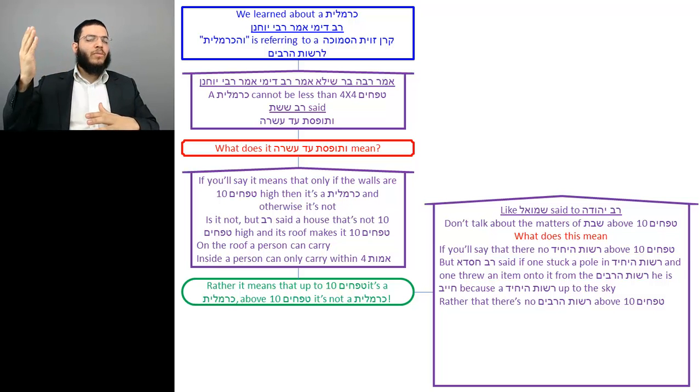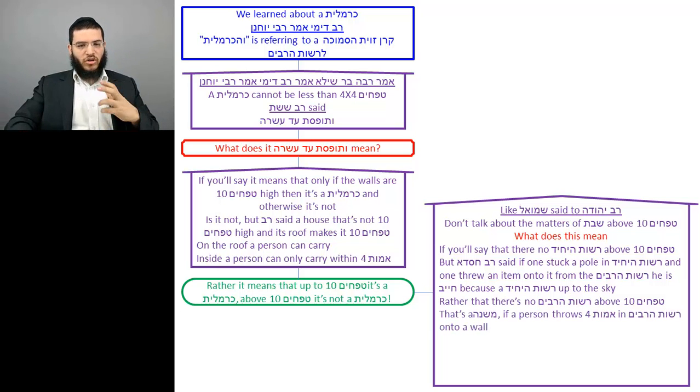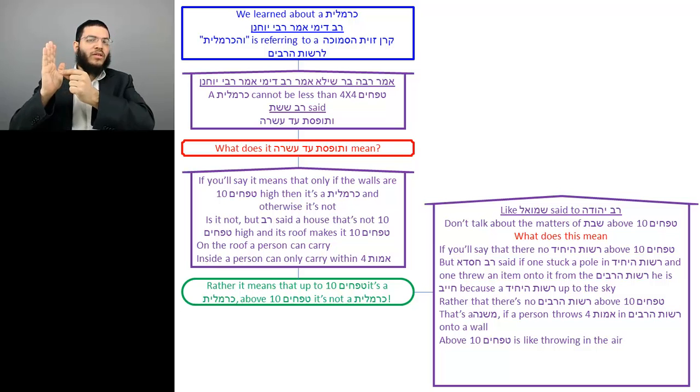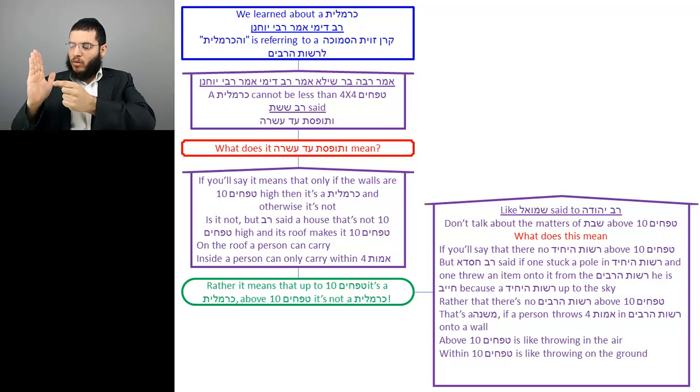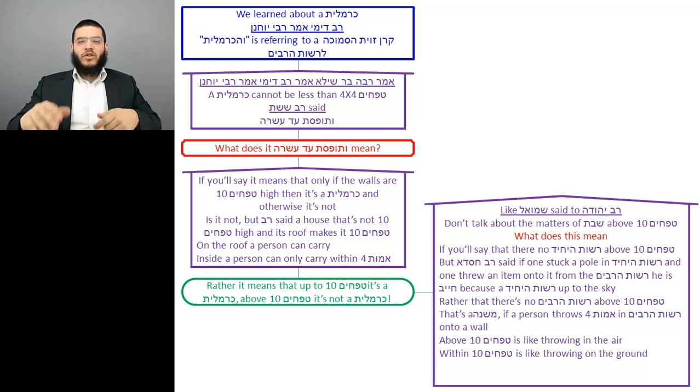So what is he referring to? That there's no reshus hayachid above 10 tefachim? But we know there is. Is he saying that there's no reshus harabim above 10 tefachim? It can't be that either. So he's supporting the question here. That's a Mishnah. It says if a person throws 4 amos in reshus harabim onto a wall, the din is as follows. It's stuck onto the wall, again, like we said, a dvela shmena, a fatty fig. If it's above 10 tefachim, it's like throwing in the air, because there's no reshus harabim above 10 tefachim. And if it's within 10 tefachim, it's like throwing on the ground. If it landed within 10 tefachim of the ground, we view it as if it rested on the ground, and he's chayiv. So that's already a Mishnah.